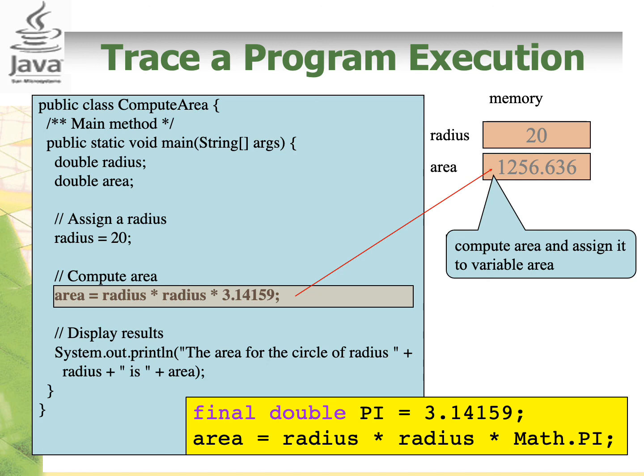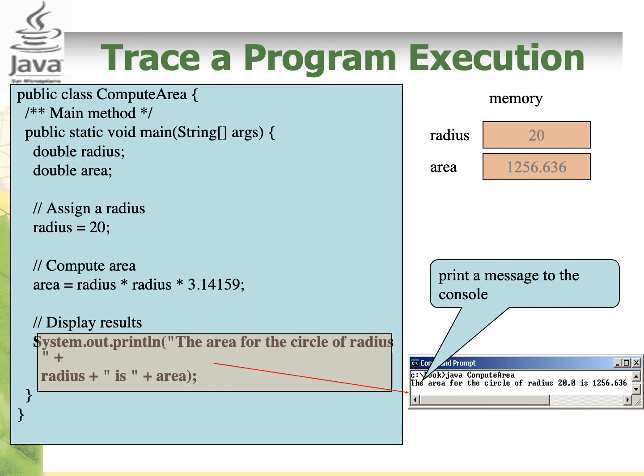We have also discussed in the class that we can also use the Math class where it has defined the value of pi by using Math.PI. For example, we can rewrite it as area equal to radius times Math.PI.